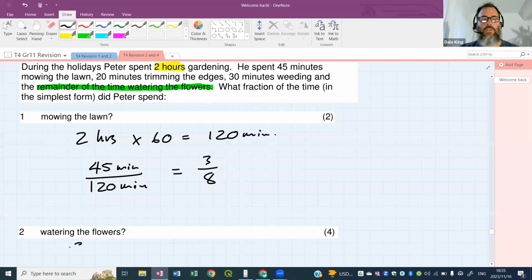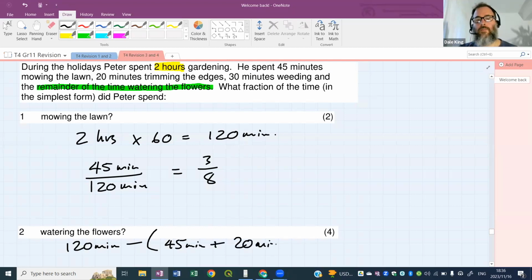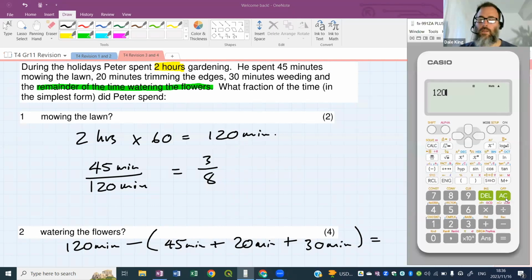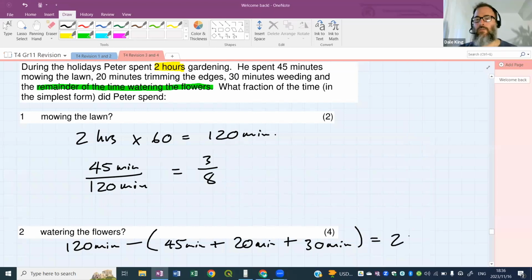So let's take our 120 minutes and take away all the other things, which are the 45 minutes for mowing the lawn, 20 minutes for trimming, plus 30 minutes of weeding. We're taking out all three of those things. So 120 minus, I like to use brackets, you don't have to, 45 plus 20 plus 30. And we're left with 25 minutes.